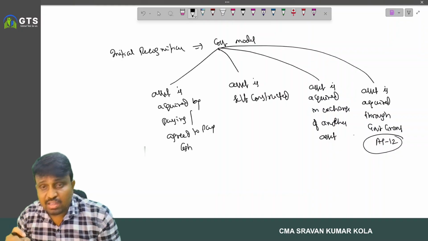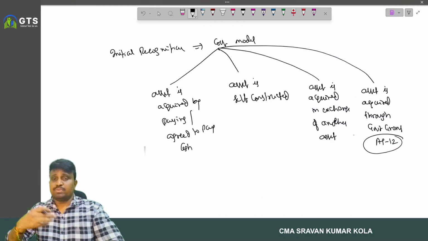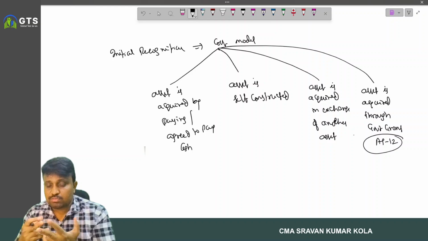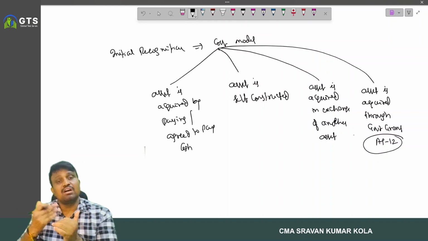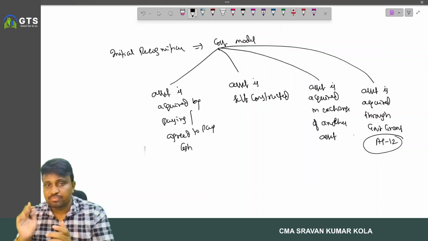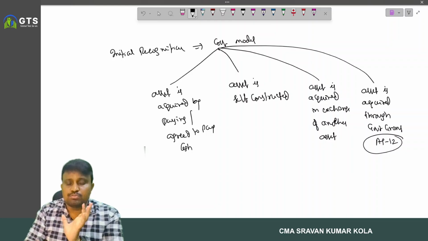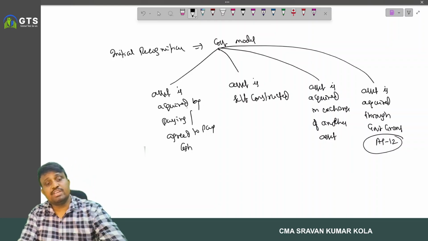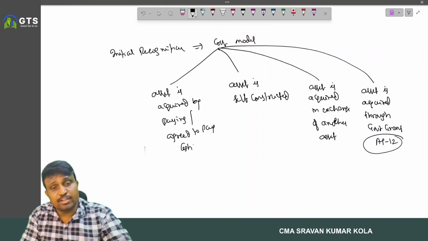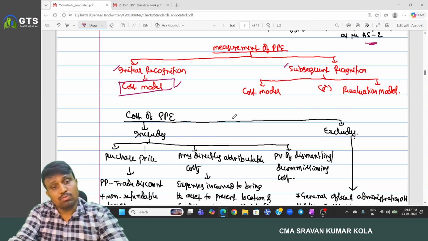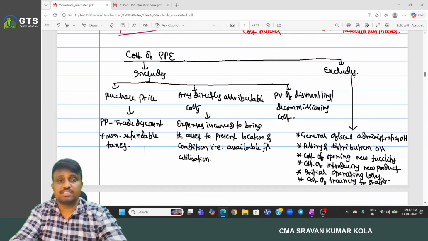We already discussed in AS-12 the case when a grant is received for the purchase of a depreciable fixed asset. We have two methods: one is to reduce it from the cost of the asset, or it may be treated as deferred income. Here, these three points we have to discuss. The first is, if the asset is acquired by paying or agreeing to pay in cash, then what is the cost price of that PPE in that case?